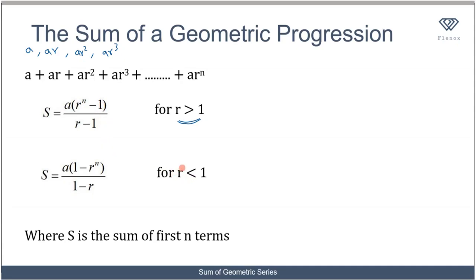But when the value of R is less than 1, then you have 1 minus R raised by N, and the denominator becomes 1 minus R. But the idea is just the same. It's just the value of R that determines which of the forms to use. When it is greater than 1, you make use of this form, and when it is less than 1, you make use of this form.